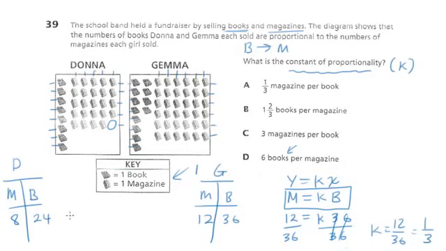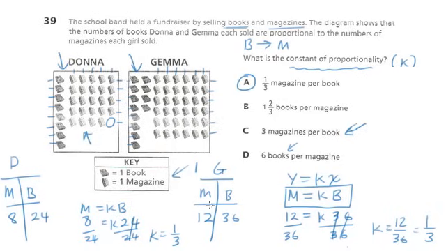Now that should be the same with the other one as well, and if we stick with M equals K times B, our M is 8, our B is 24, and then we've got a K. So if we divide both sides by 24, then in this case K equals 8 over 24, which is the same as 1/3. So it's 1/3 magazine per book, which kind of makes sense, because it looks a little tempting for C to be our answer, 3 magazines per book, but if we just think about it, they are each selling fewer magazines per book.